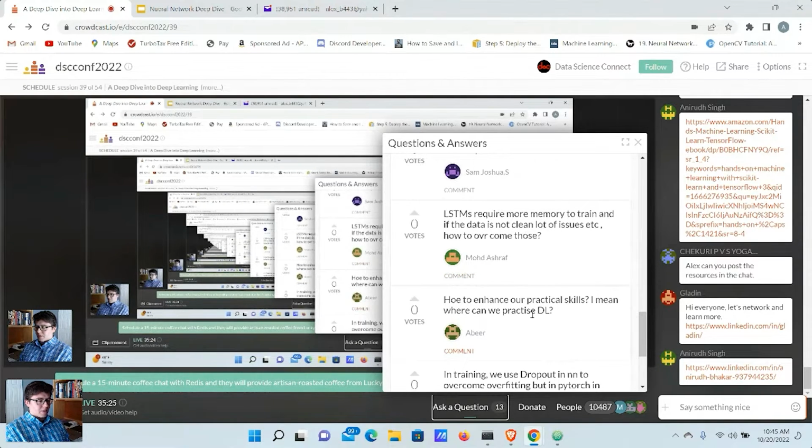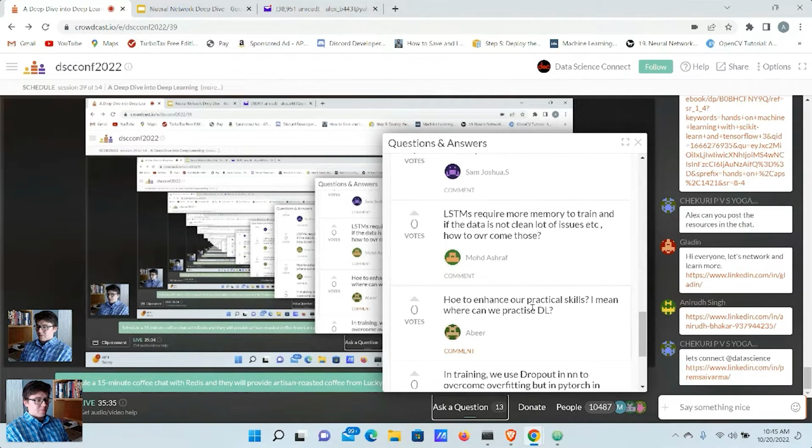How to enhance our practical skills. I mean, where can I practice DL? All over. It's free. Just download Anaconda, get Keras into your system, and then you can find your data on Kaggle. Excellent.